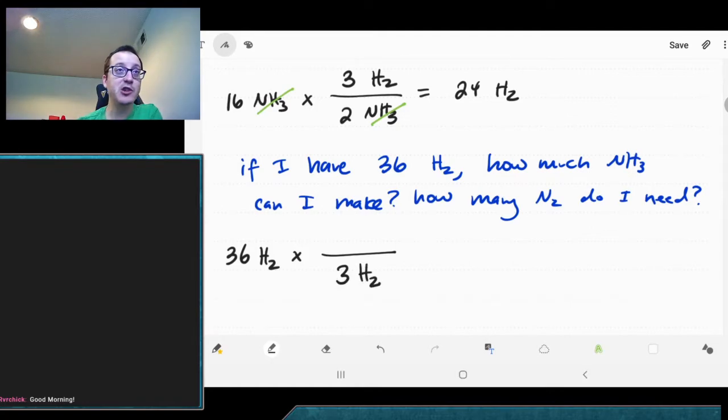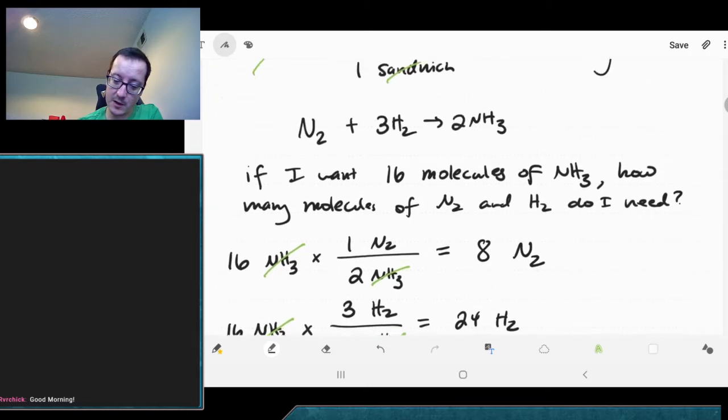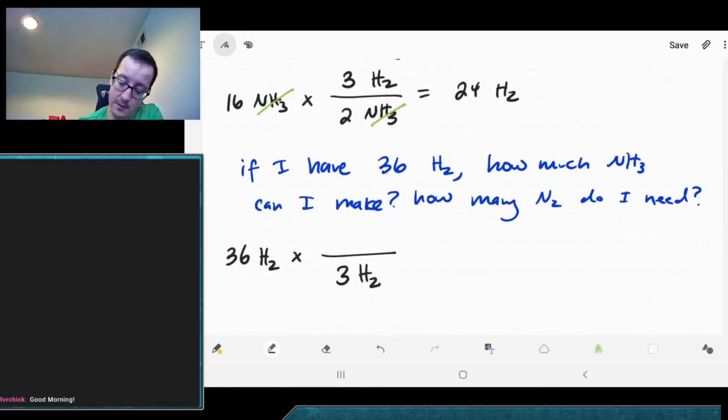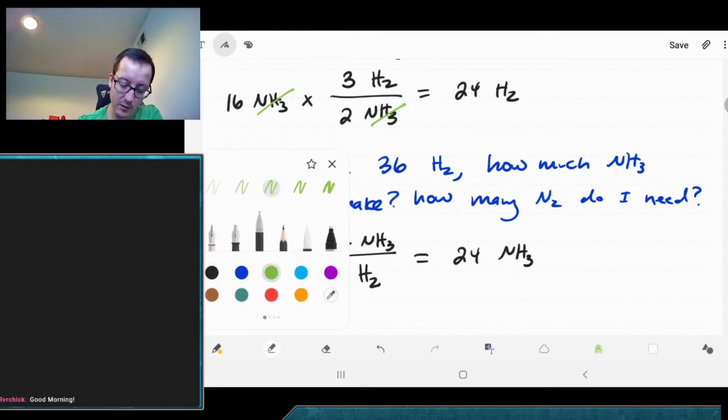And then we're asking how much ammonia can we make. So let's see what ammonia's coefficient is. It's 2. And so that tells us that we can make 24 ammonia molecules using those 36 hydrogen molecules.